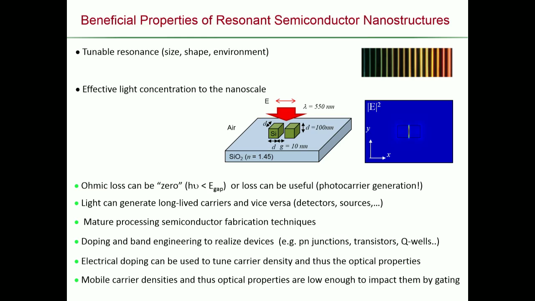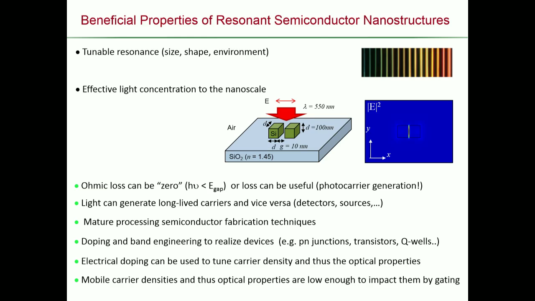For example, ohmic loss, that's typically considered a bad thing in plasmonics or metal optics, can be basically removed if you operate with photons that are above the band gap of the semiconductor that you build your nanostructures from. You can also use, with higher energy photons, the fact that you can absorb light and create very long-lived carriers, much longer lived than in metals, where they typically relax and form heat. Here you can use these carriers and extract them at electrodes to, for example, make detectors, or let them move to active light-emitting regions and make optical sources.